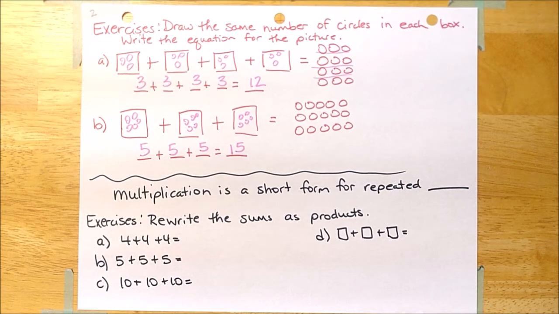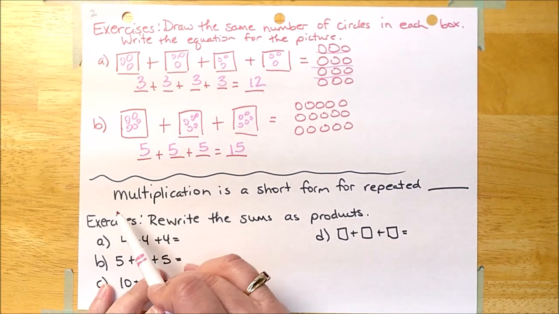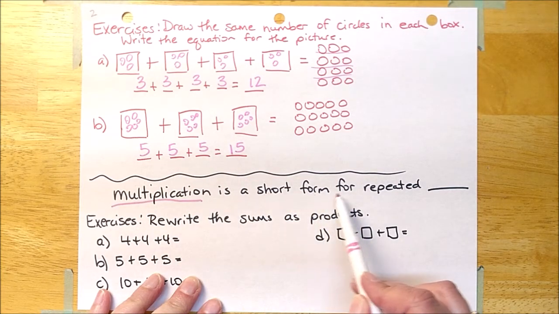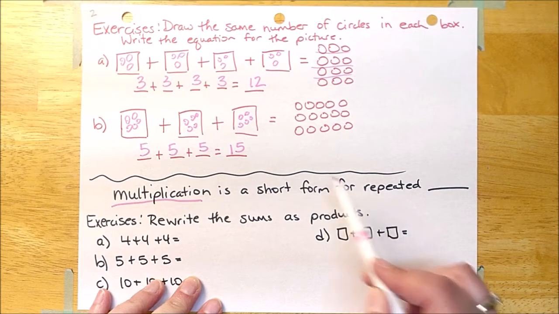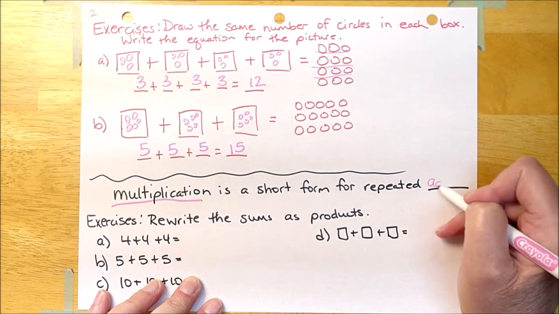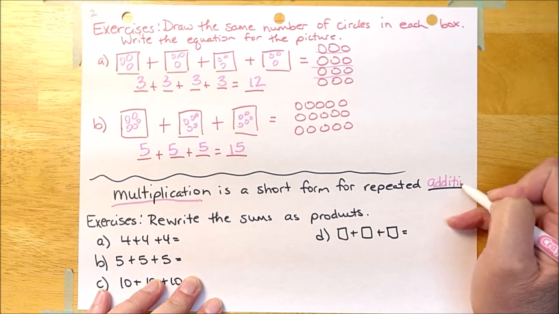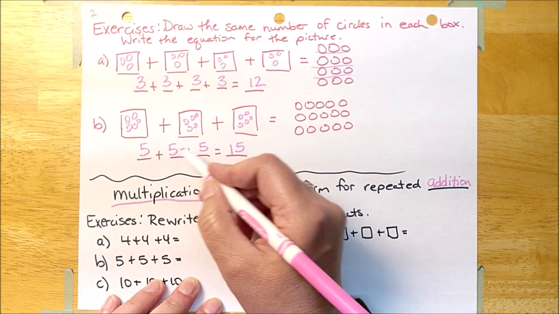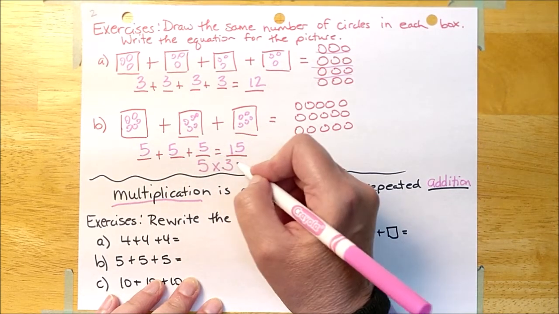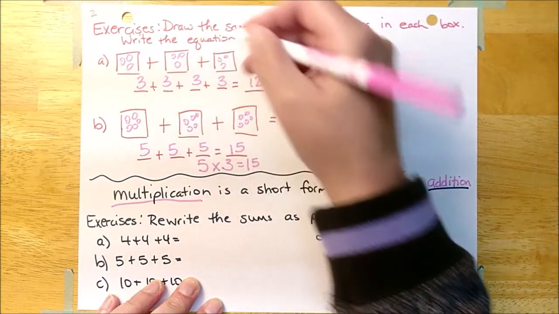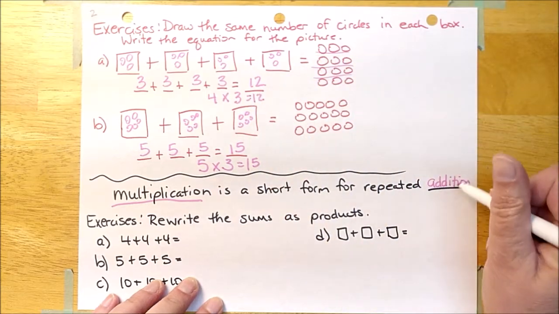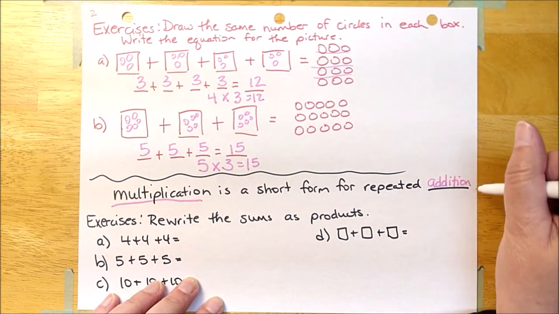So now we are going to just look at this for a minute. You've been doing this. Multiplication is a short form of repeated addition. What am I doing here? I am repeat adding. So here I'm doing 3, 5 times, which equals 15. Here I've got 4 times 3 equals 12. So multiplication is just repeated addition.